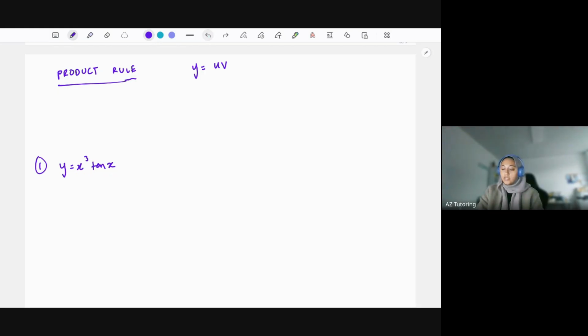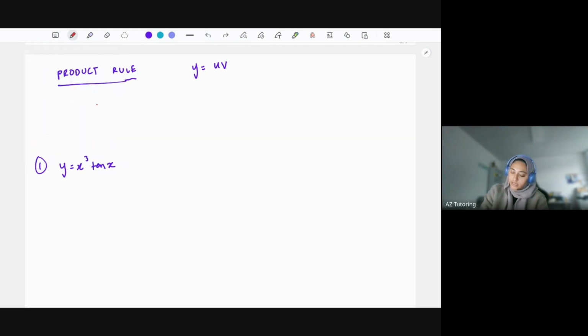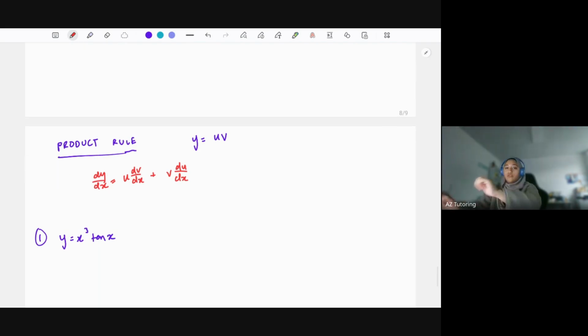So to differentiate this, i.e. y equals u times v, we use the product rule. And what does the product rule say? The product rule says that dy over dx equals, when you've got a function in terms of u and v, u times the differential of v plus v times the differential of u. That's what the product rule says.